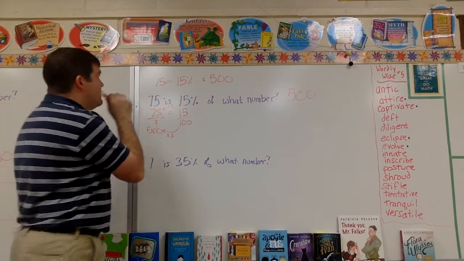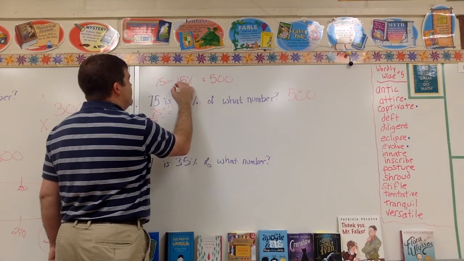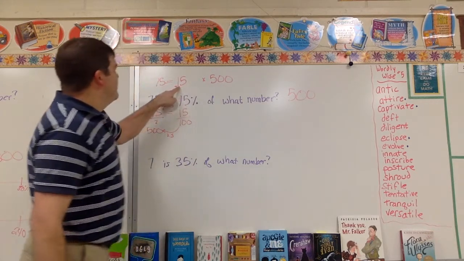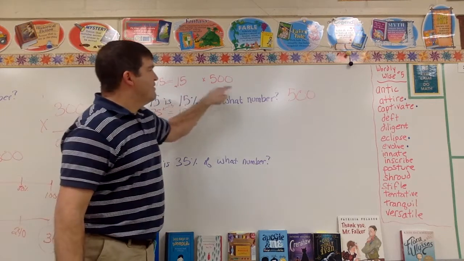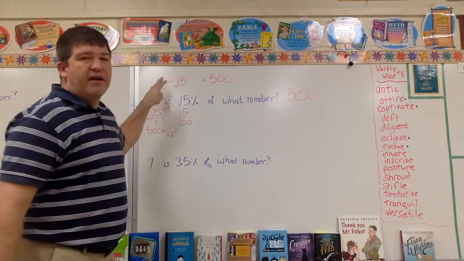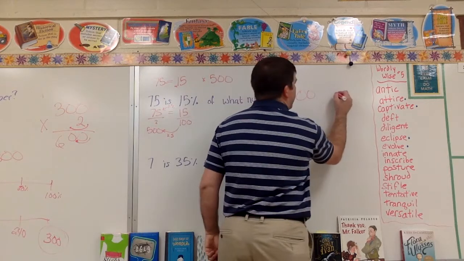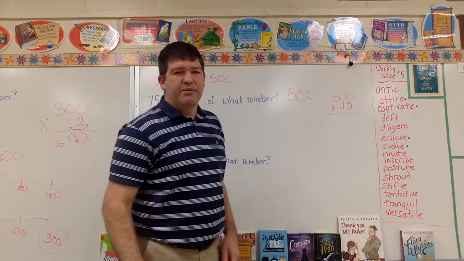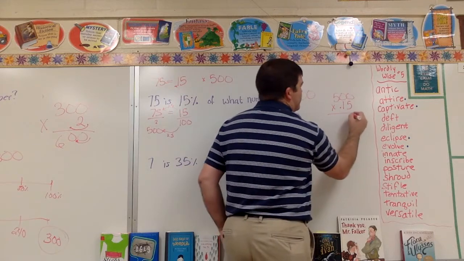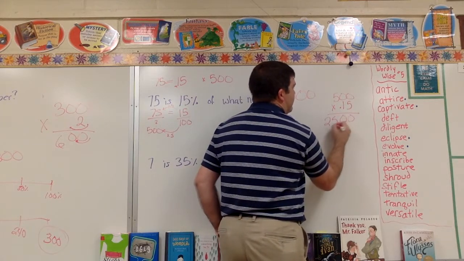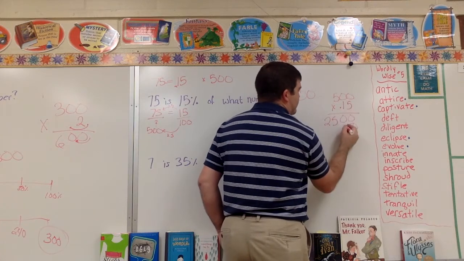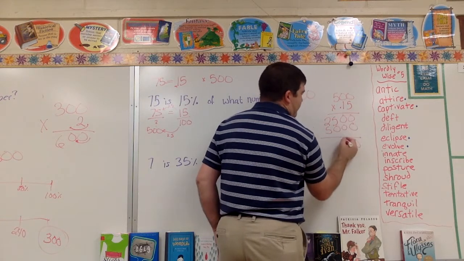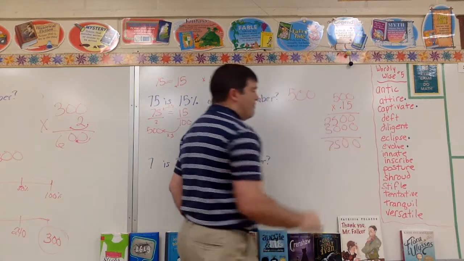Now, I'm going to make this into a decimal. 1, 2, right there, 15. And I'm going to do 500 times 0.15. If I get 75, I got the right number. If I get anything other than 75, I did something wrong. So let's do this. 500 times 0.15. Don't worry about the decimal right now. I just do the multiplication. 5 times 0, 5 times 0, 5 times 5 is 25. Add my 0. 1 times 0 is 1. 1 times 0 is 1. 1 times 5 is 5. Add them up. Okay, 7500.